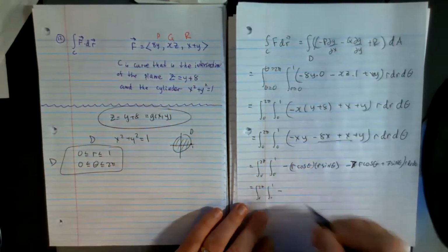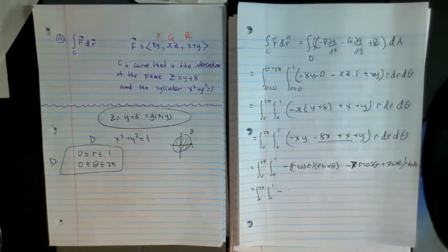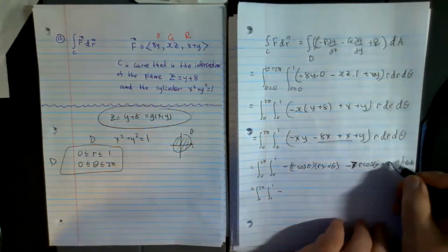So, Mr. Robertson, yes, you wouldn't have 7r sine theta. You just have sine theta.